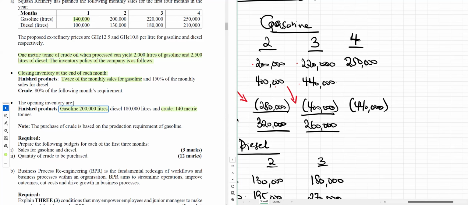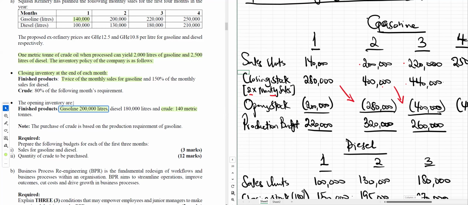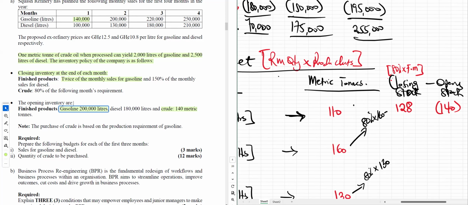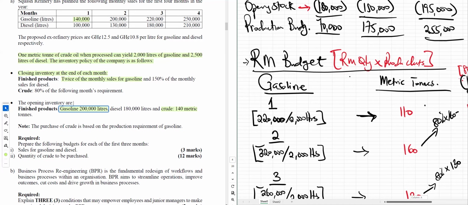But where is month 4 closing stock? 500,000. That's 2 times the monthly sales. So we take it out. What do we have for gasoline? 310. Okay, so this 310. Yes. And on our CCI, that's our production budget. That's what we can use to get our usage.